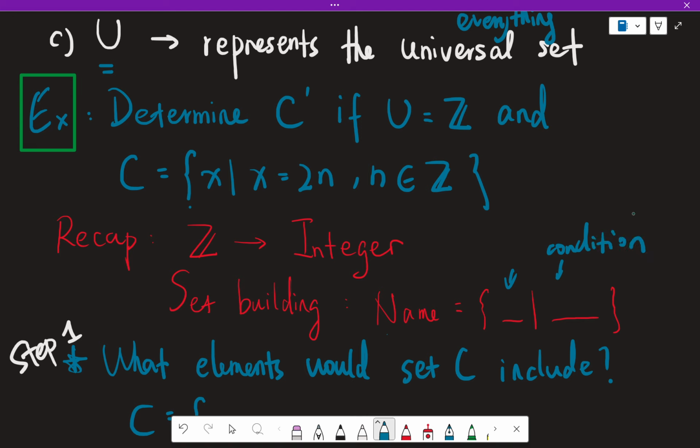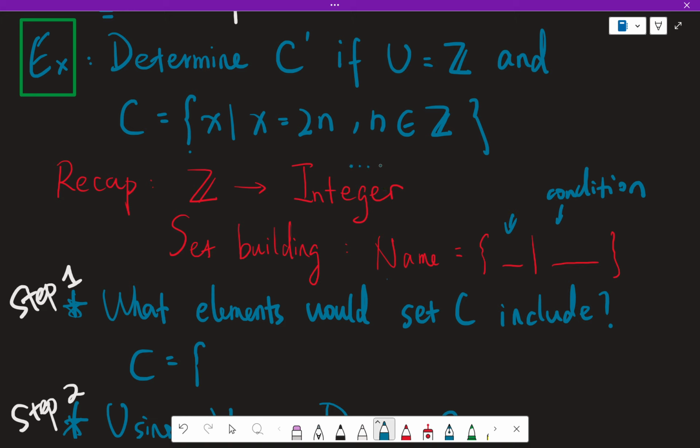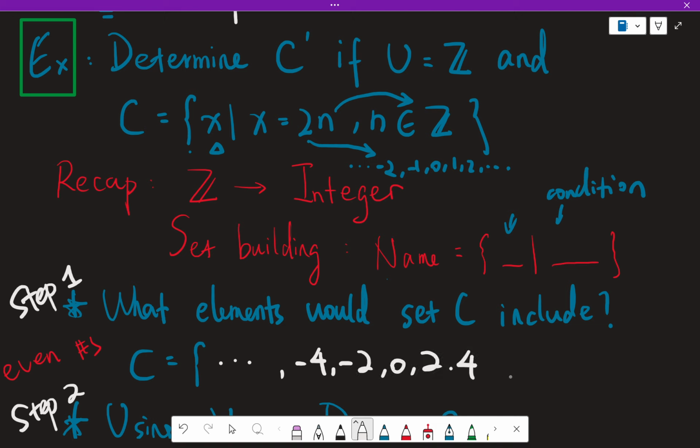In order to solve this question, our first step would be: what elements would set C include? So if Z is the integers, which go from negative infinity, -2, -1, 0, 1, 2, and so on, what elements would set C include if C is equal to x, where x is 2n, and n is all the integers? So if we multiply every single integer here by 2, what would we get? The answer is all the even numbers, still from negative infinity to -4, -2, 0, 2, 4, and so on.